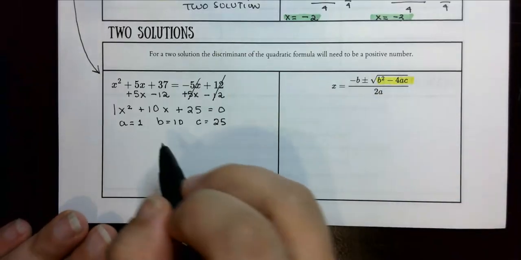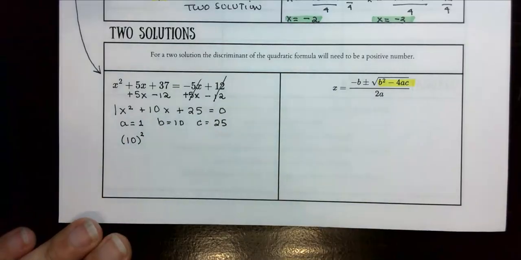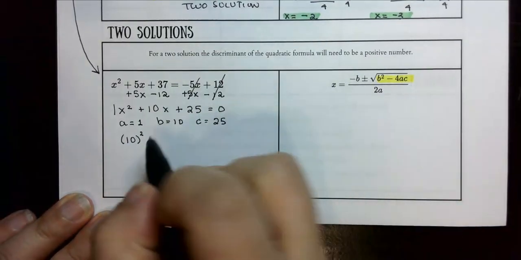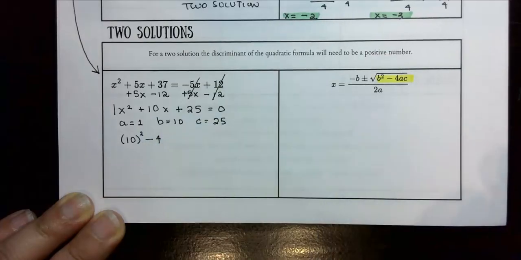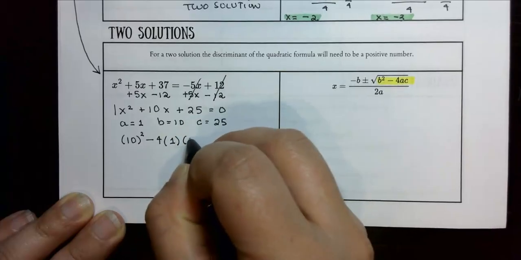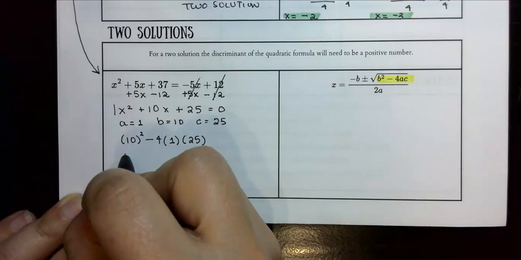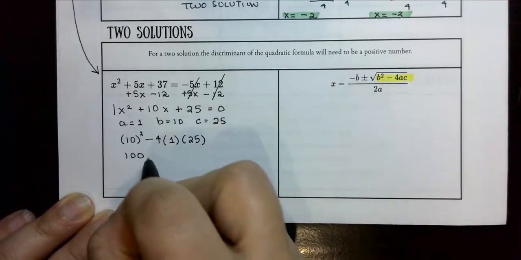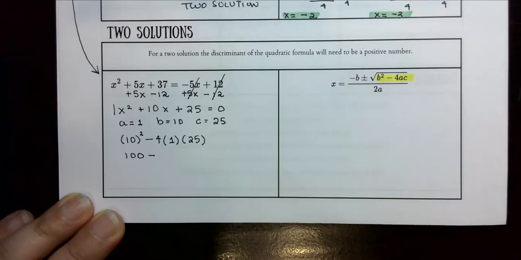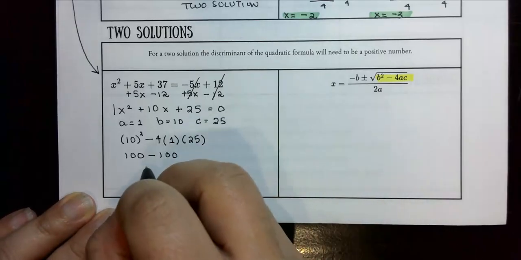So our b is being squared. So b is 10. I'm going to put it in parentheses and raise it to the second power. And then I'm going to say minus 4 because that's part of the formula. And then we're going to multiply a and c. So our a is a 1. Our c is a 25. All right. So we know 10 times 10 is 100. I'm going to bring down the minus, and if you do 4 times 1 times 25, it gives you another 100. 100 minus 100 is 0.